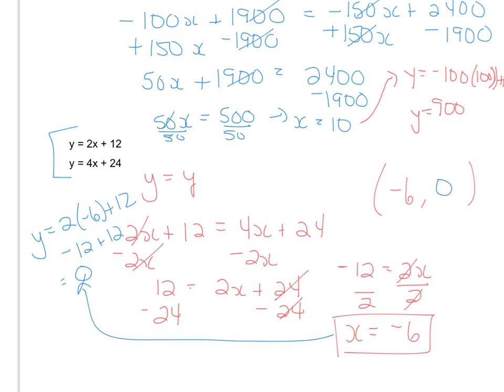And if we check the second equation, y would equal 0. So 4 times negative 6 is equal to negative 24, plus 24 is equal to 0. So this works. That's my point of intersection, and that's comparison method.